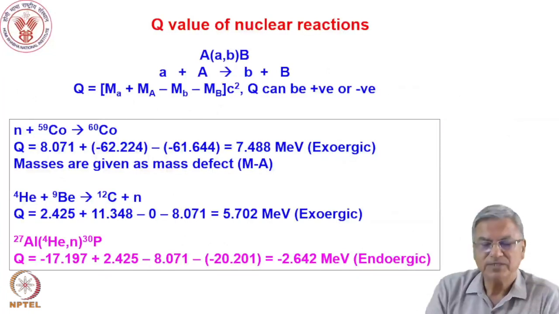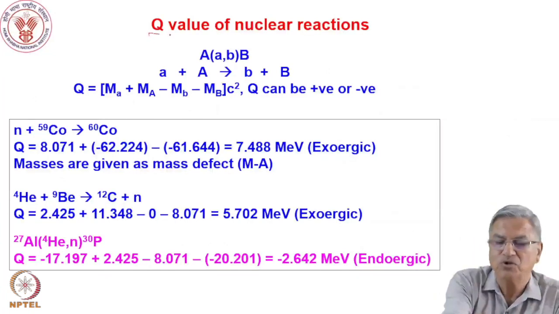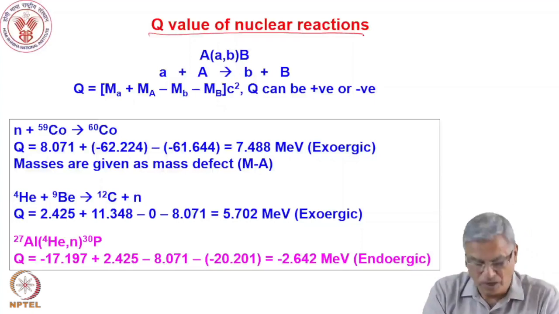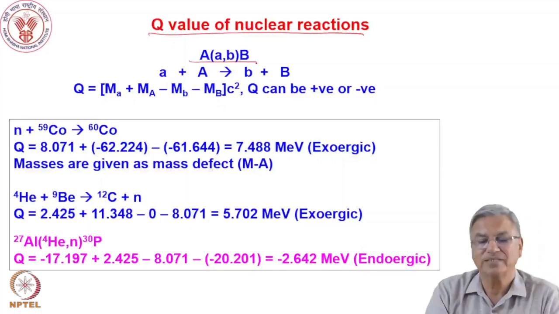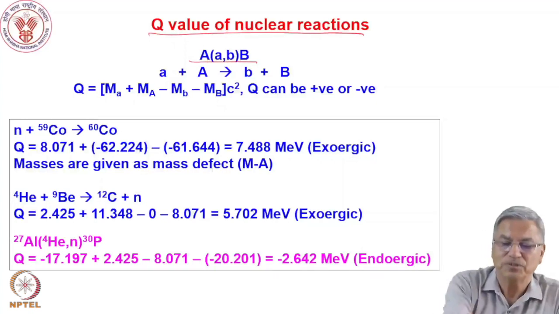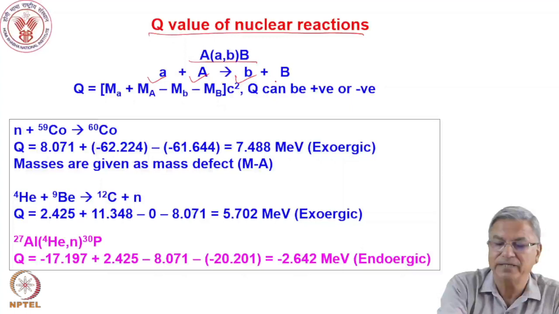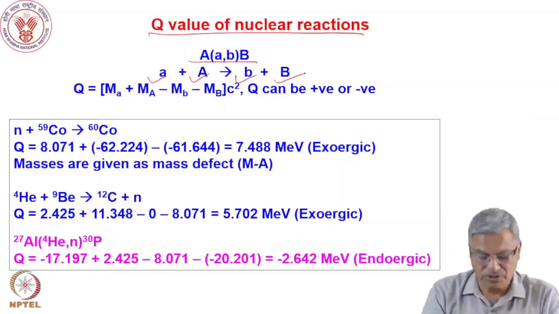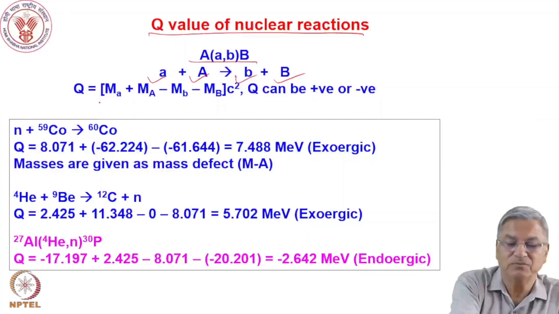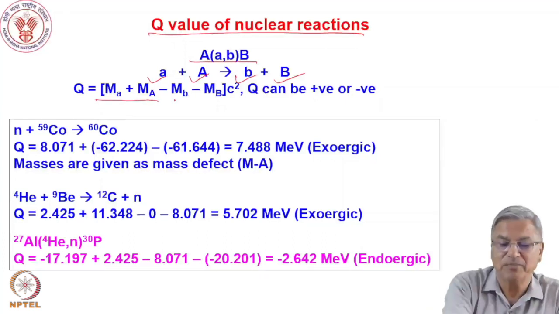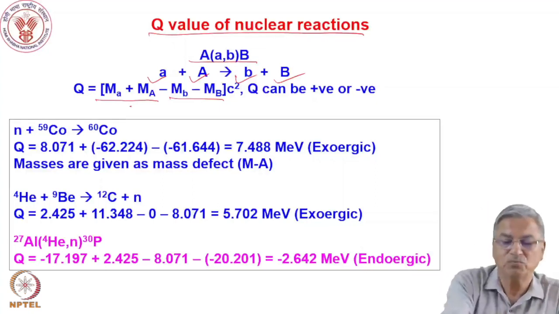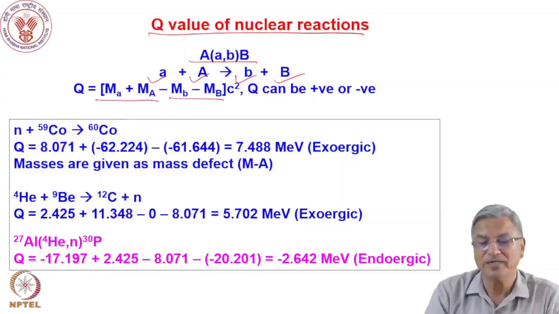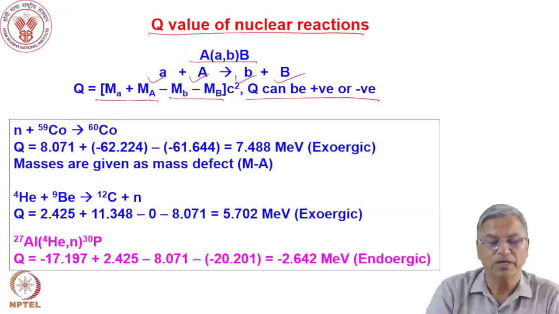Now, let us go into the Q values of nuclear reactions, how to calculate the Q value of nuclear reactions. Simply again, I can write the reaction as capital A bracket small a comma small b into capital B. So this is the projectile, the target, the ejectile, and the heavy residue. And as we just discussed, the Q value can be given in terms of the mass of the reactants minus the mass of the products into c square. If you write it in terms of atomic mass units, then you would say c square. And this Q value can be positive or negative.